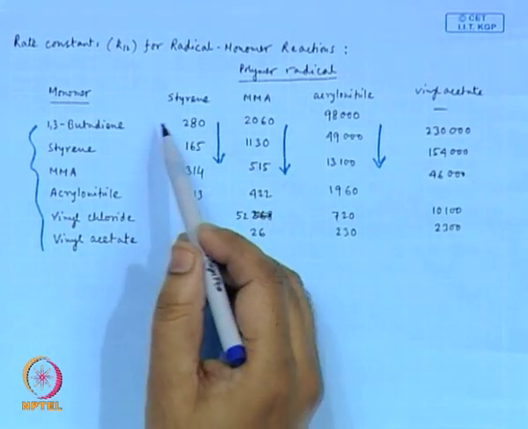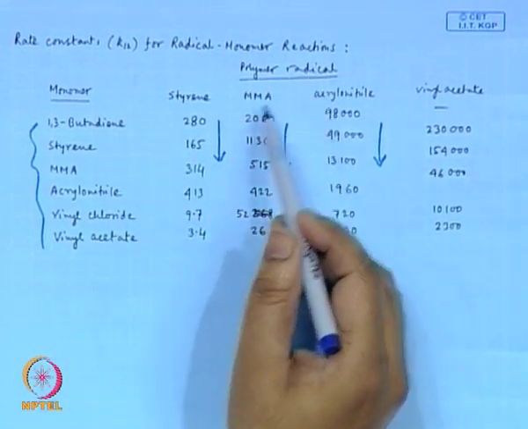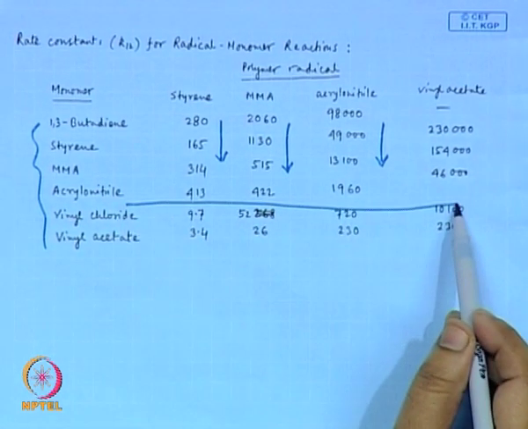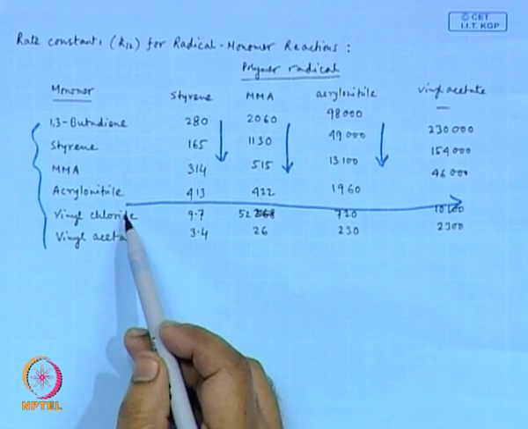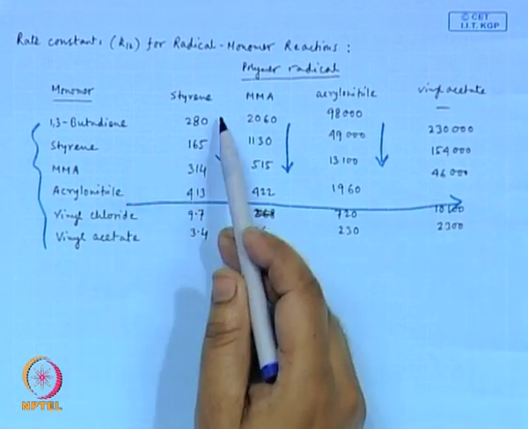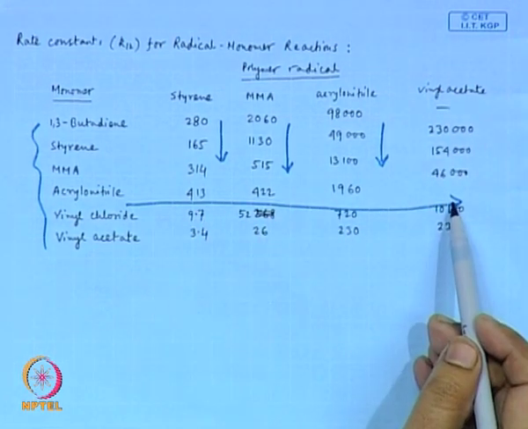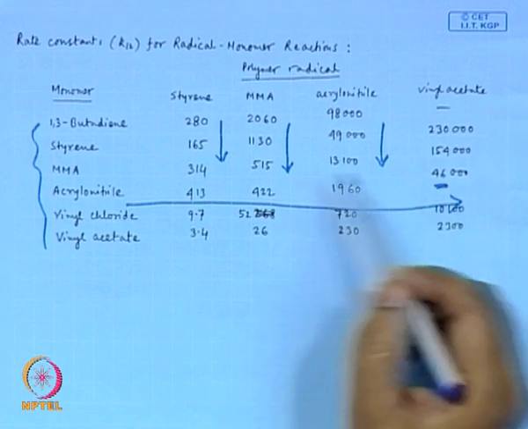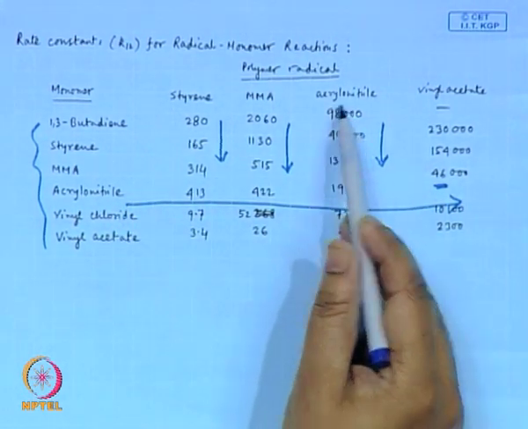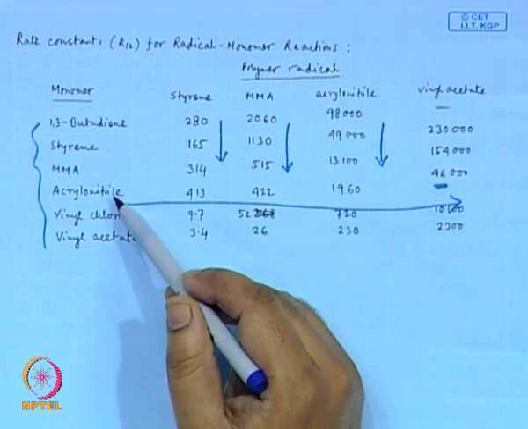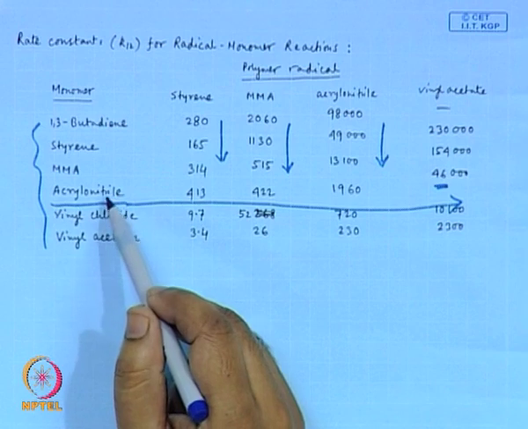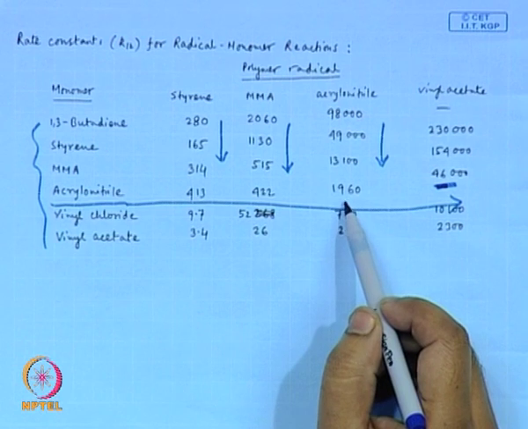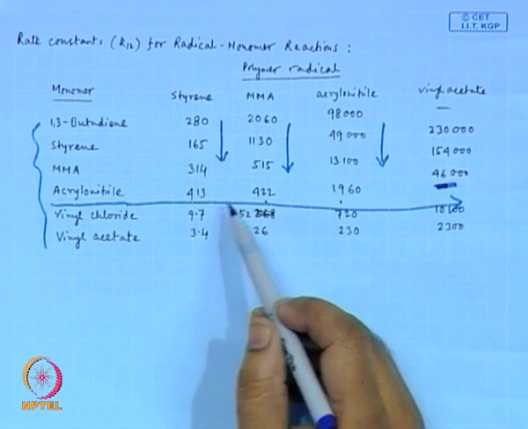So, if you are doing the reaction of these monomers towards the styrene radical, then they will follow this trend. And the radicals towards a particular monomer, say acrylonitrile, all the radicals will follow the reverse trend. So, vinyl acetate radical will have the highest reactivity compared to the other polymer radicals for a particular monomer. So, in this case if I take acrylonitrile, vinyl acetate has much higher reactivity compared to methyl methacrylate and styrene.